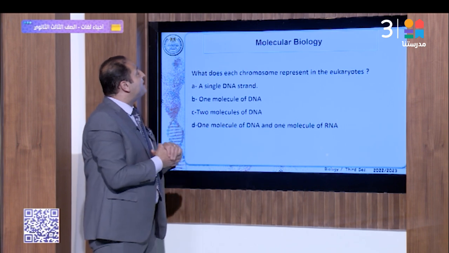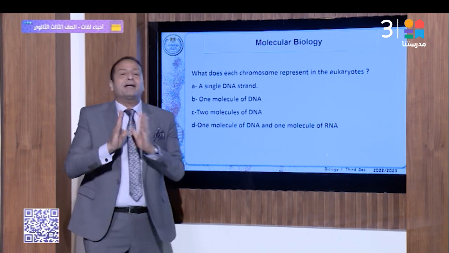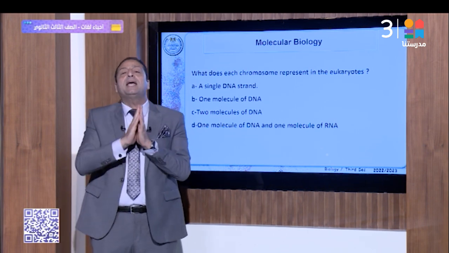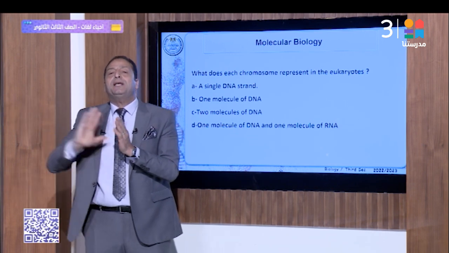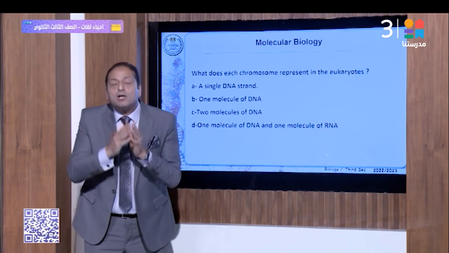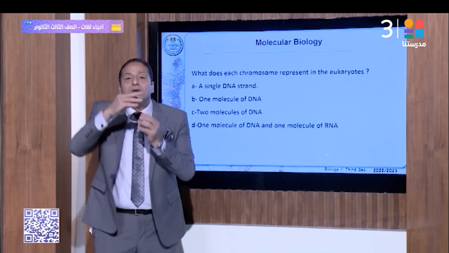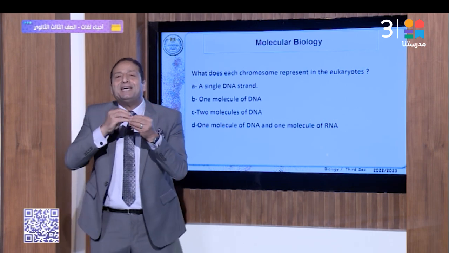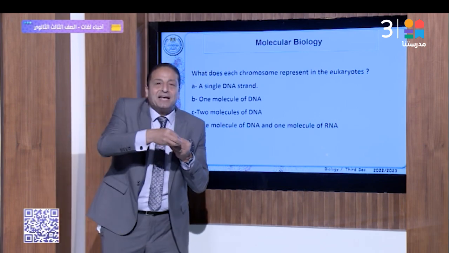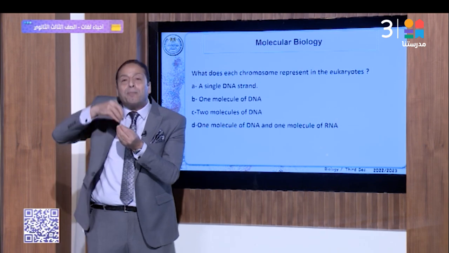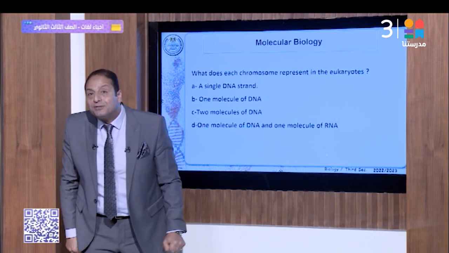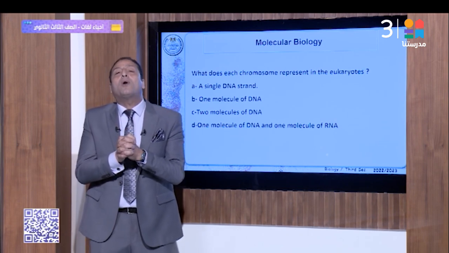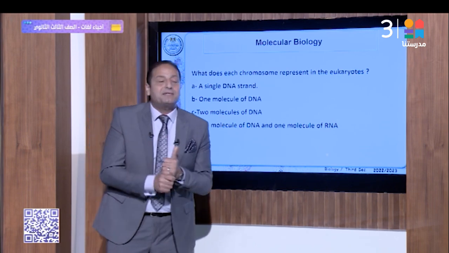What does each chromosome represent in eukaryotes? In eukaryotes, a chromosome in the normal case consists of only one chromatid. Each chromatid contains one molecule of DNA. Before cell division, the chromosome consists of two chromatids connected at the center by the centromere. Each chromatid contains one molecule of DNA. So the DNA is replicated before cell division to pass a copy of the original cell's genetic information. That's right. That means in eukaryotes, each chromosome contains one molecule of DNA, the best answer.